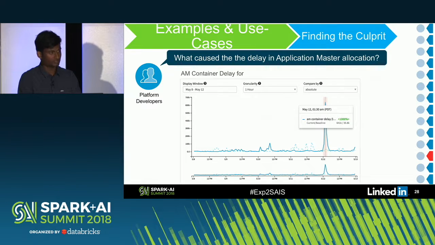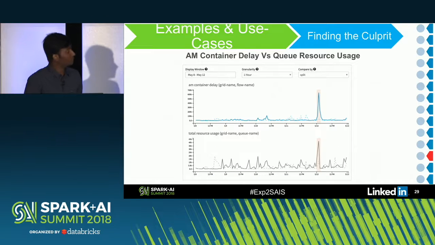Now I try to correlate this with other metrics, and what I find is this other graph. The top one is the same as the previous one where you are seeing a spike in AM container delay, but I have added another correlated metric, which is total resource usage. This is telling us what the resource utilization was of the queue in which that flow ran. So you can see here that at the same moment when there was a spike in the delay, the queue in which that flow ran was also operating at its peak load. So this likely explains that the queue was full and it was not able to allocate more containers for the application master to get allocated.